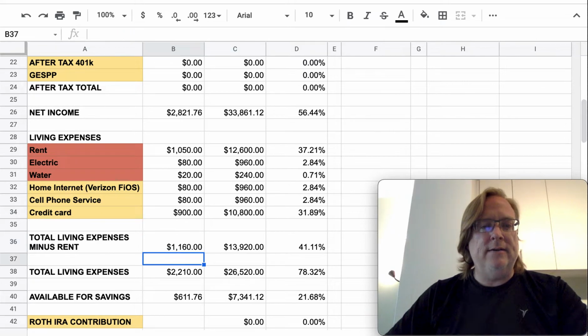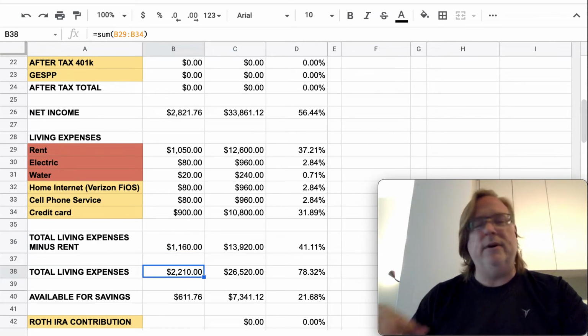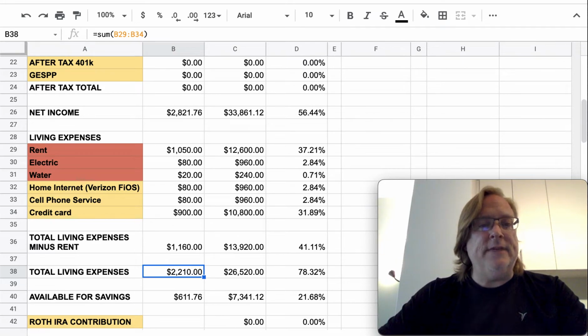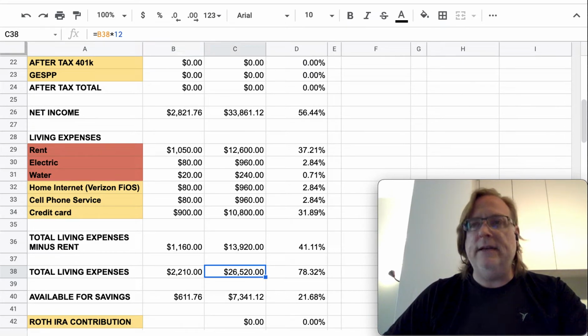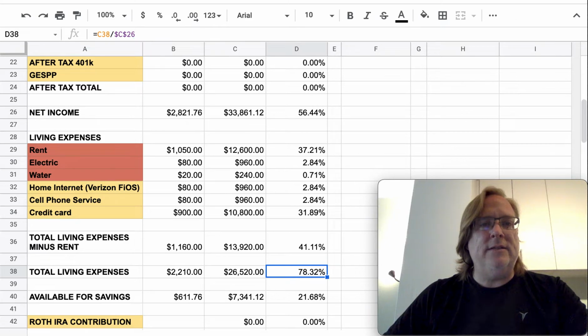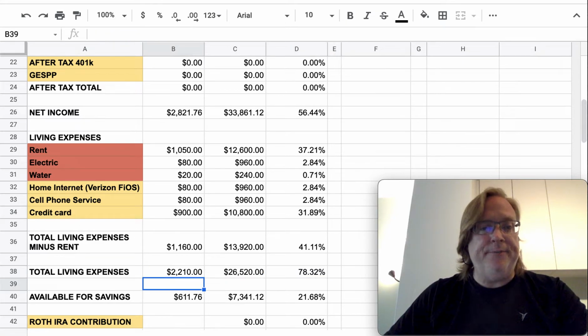And then total living expenses is just including rent, or if you have a mortgage, anyway, your housing costs. Total living expenses. This is just a sum of B29 through B34, so rent through credit card. And then here is multiplication by 12 in the yearly column, and here is division by the annual net income. So you can just see that clearly. I think it's really useful to know.